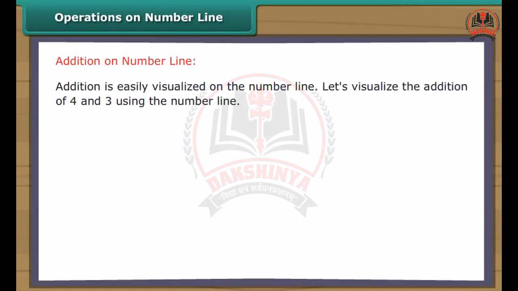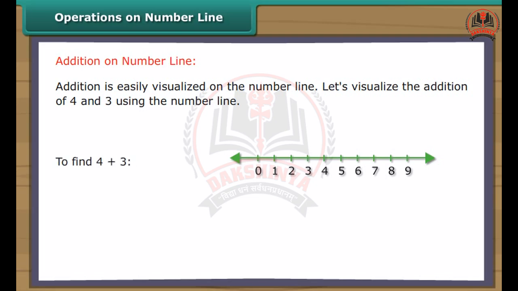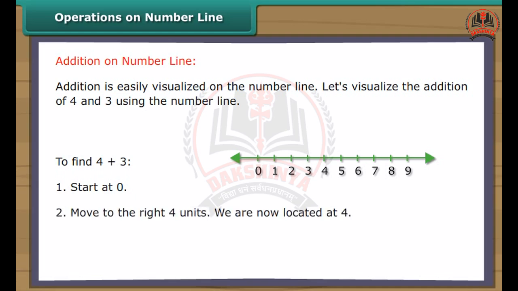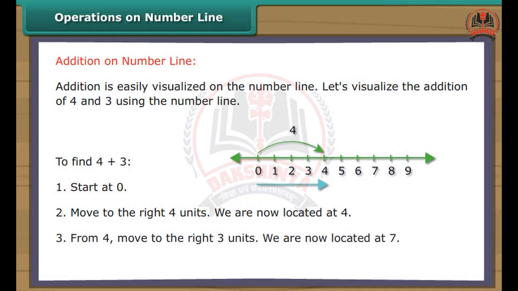Operations on number line. Addition is easily visualized on the number line. Let's visualize the addition of 4 and 3 using the number line. To find 4 plus 3, 1, start at 0. 2, move to the right 4 units. We are now located at 4. 3, from 4, move to the right 3 units. We are now located at 7. Thus, 4 plus 3 is equal to 7.